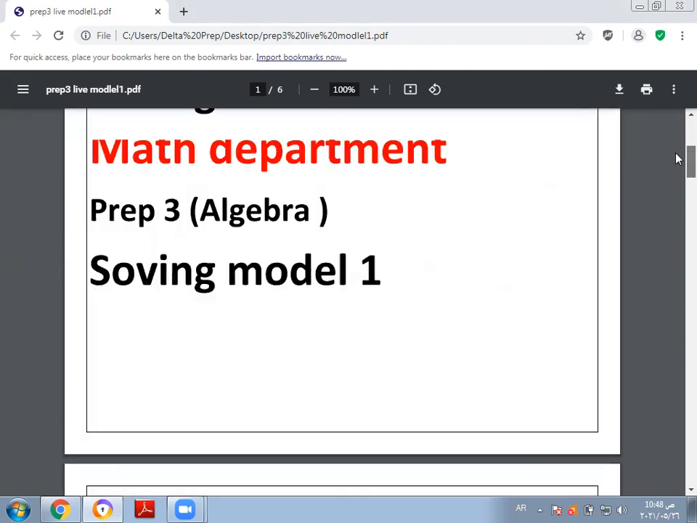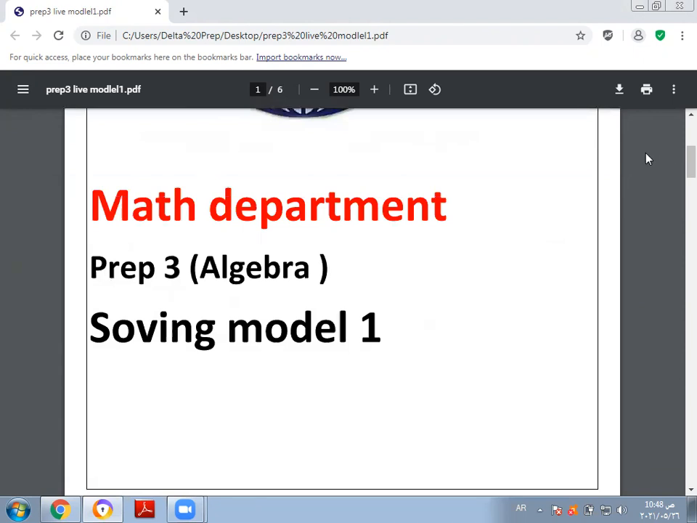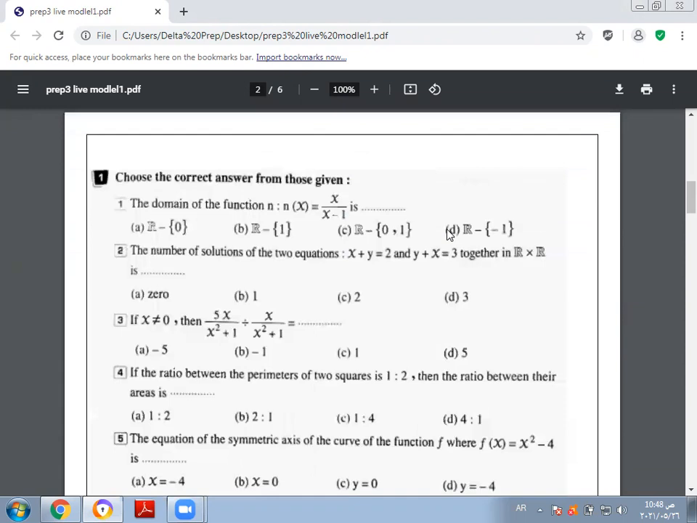Our lesson today is algebra. Today we'll solve model 1 and prep 3 algebra. The first question is choose the correct answer.